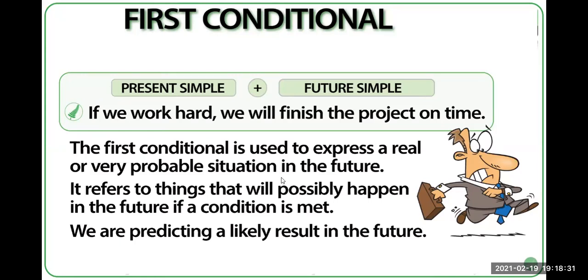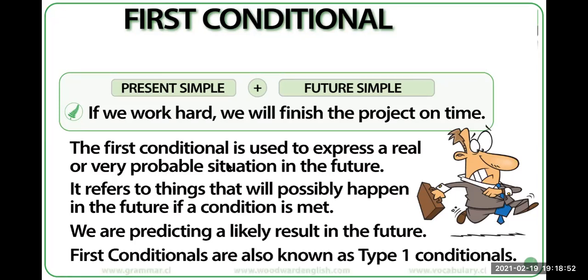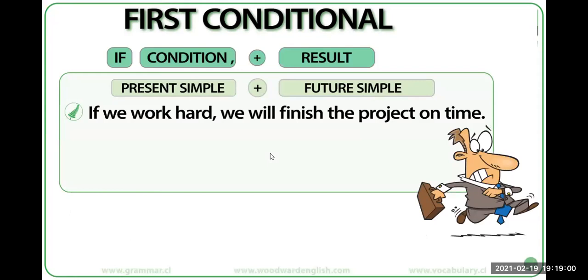Okay, so remember that the zero conditional was used for facts, right? It's something that is true. But this first conditional is for a probable situation in the future. Okay? Cuando tenemos una situación que es probable en el futuro. Okay? So, first conditional is also known as type 1 conditional. Let's see some examples. It says, if we work hard, we will finish the project on time. This is the first example that we have, right?